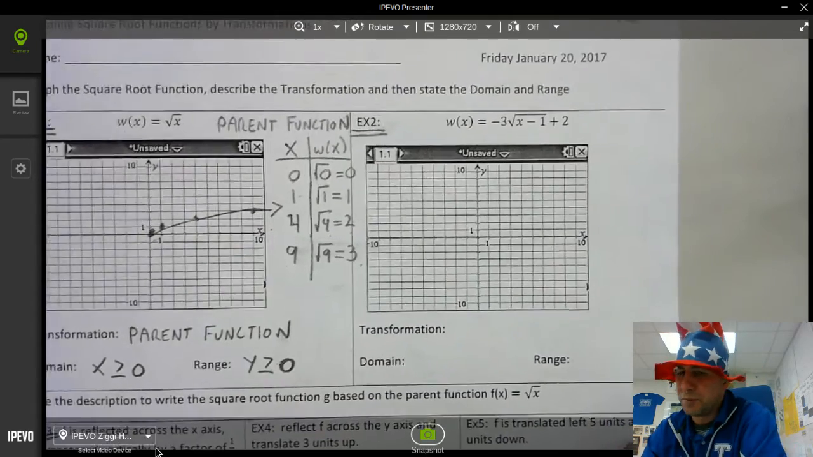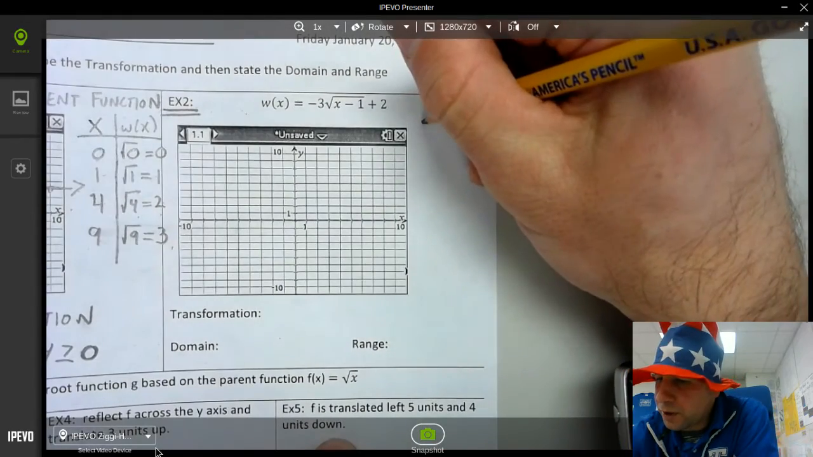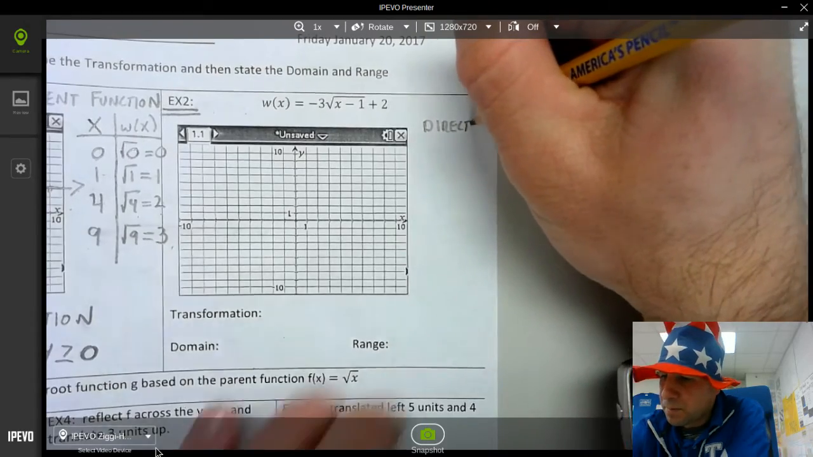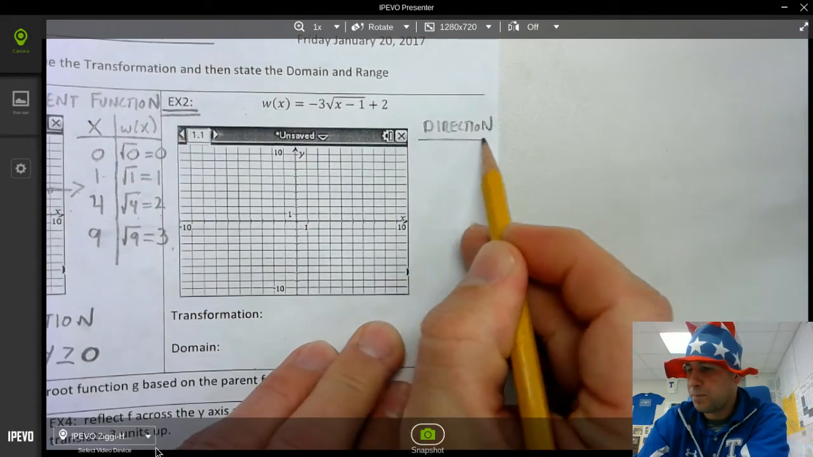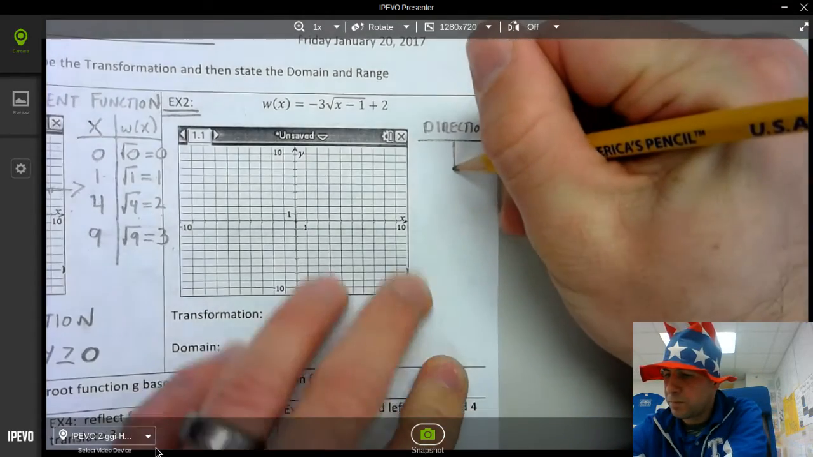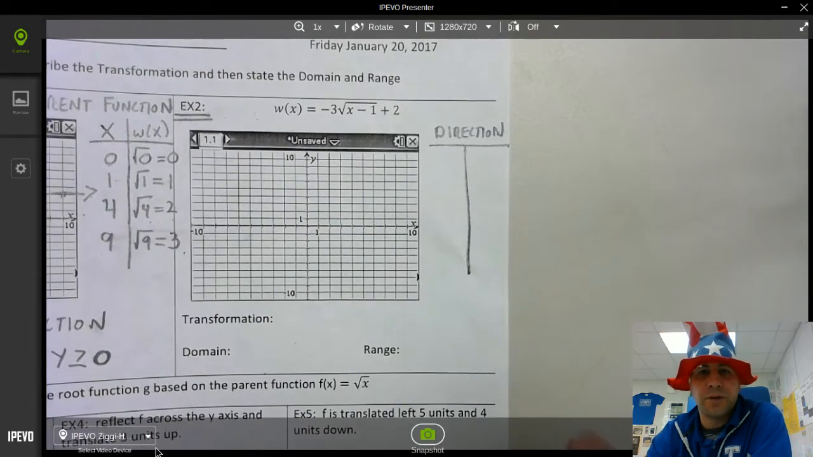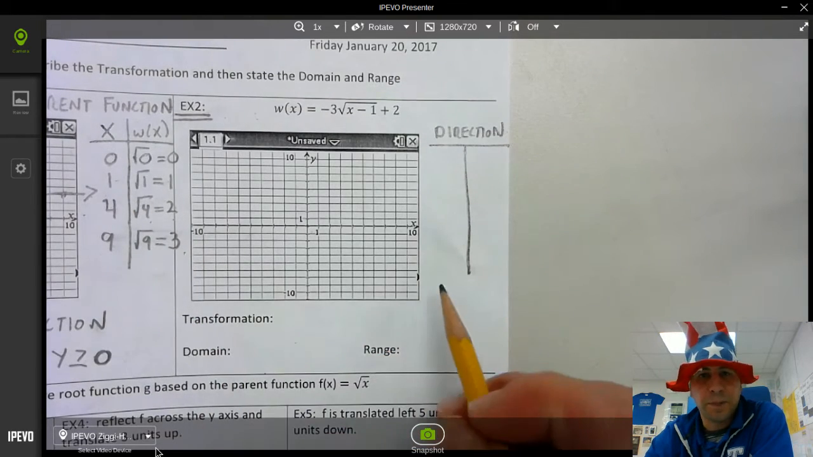All right, example 2. Move this over a little bit. All right, so we're going to graph using the directions. So all you have to do is move the vertex, and once you do that, you know the directions are always going to be 1, 1, 4, 2, 9, 3. So we look here.